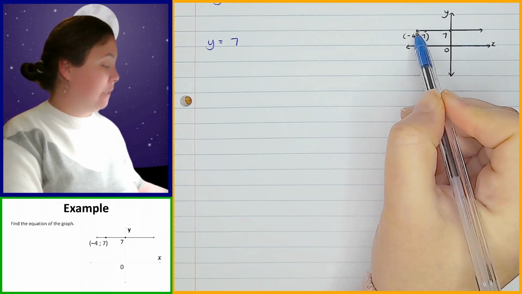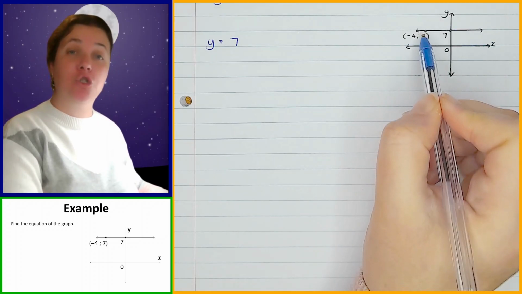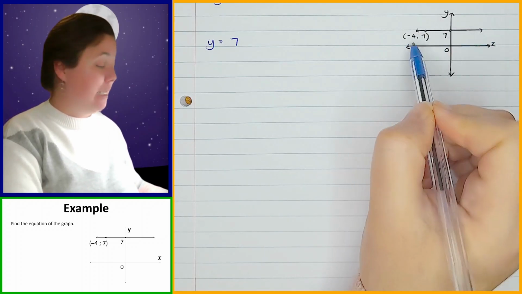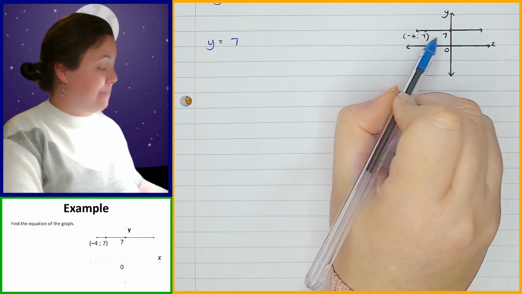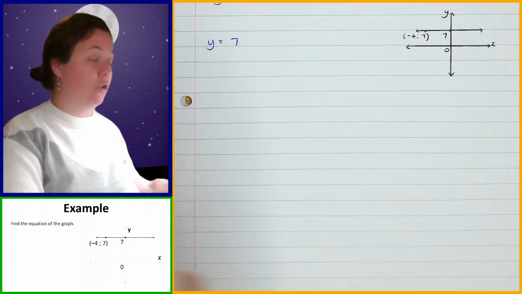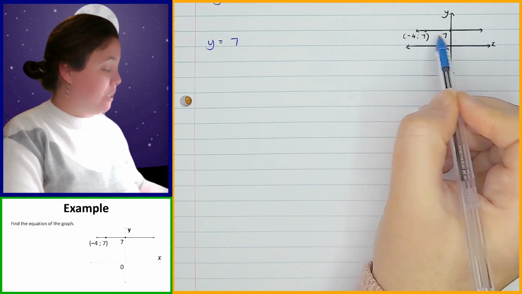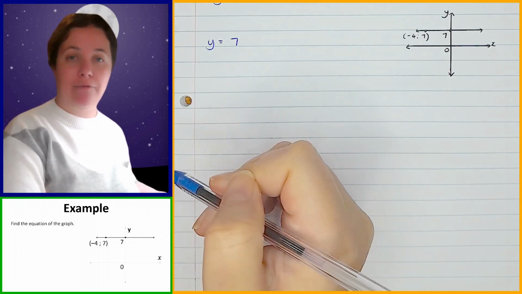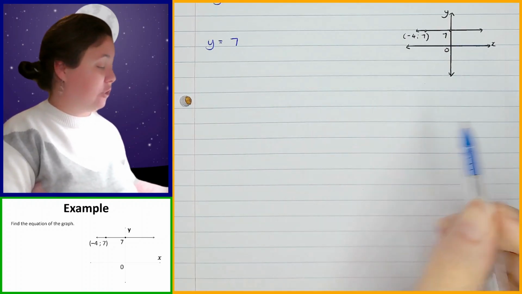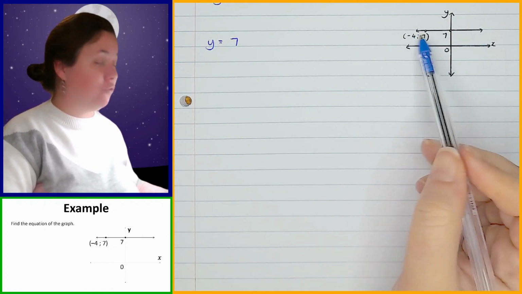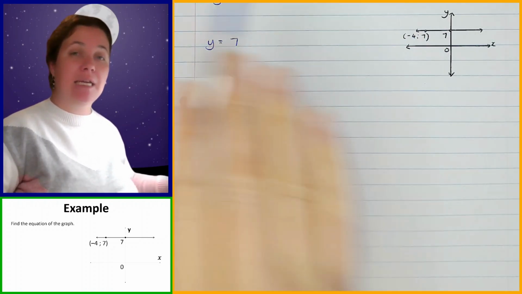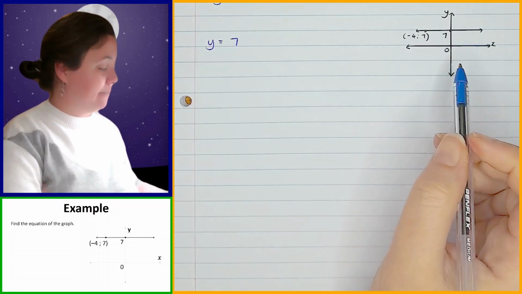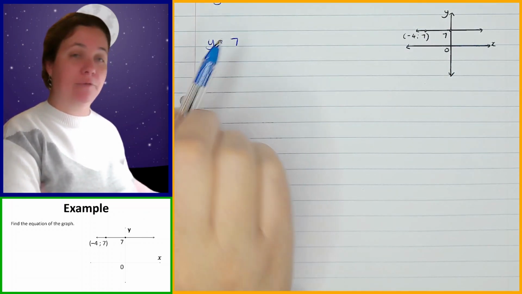So when you get a graph where you have 2 points on a straight line, and they both have the same y value, it looks horizontal, and your equation is going to be y equals that y value. There's no x in the equation because this has got a 0 gradient. The gradient is 0 because it's flat. So that is what we get for the equation for that graph.